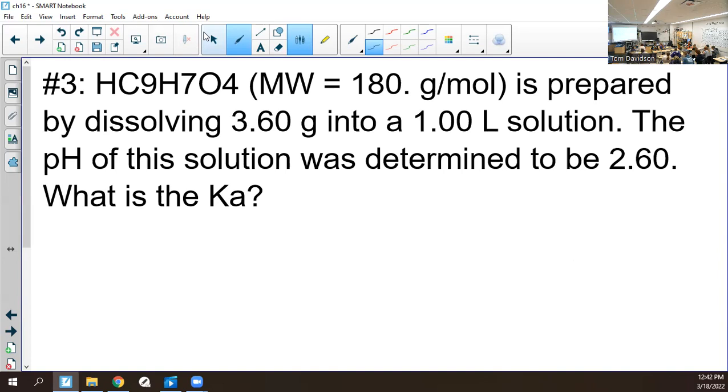So this is the active ingredient in aspirin. It's called acetylsalicylic acid. If it's aspirin, that's what that's called.